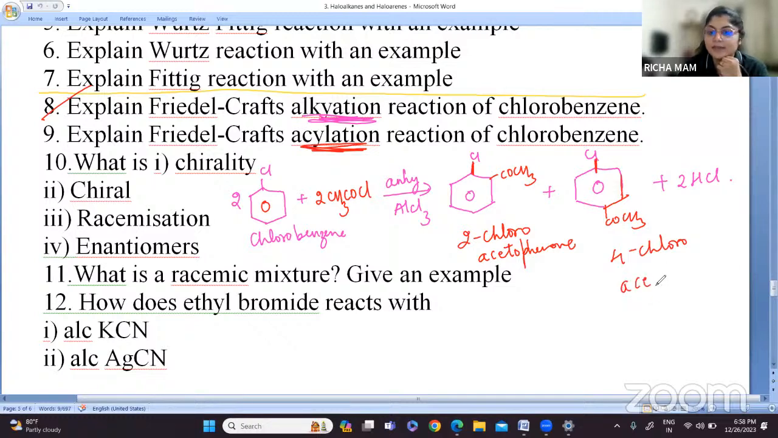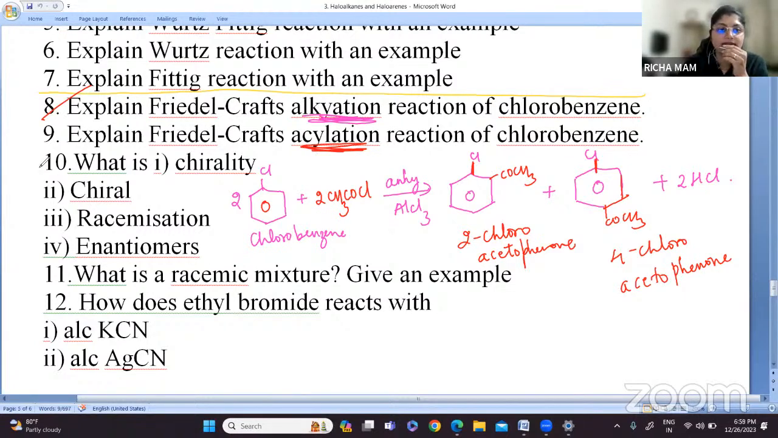Are you writing them? Yes, write the reaction. Okay, so this is acylation. Just now we have completed the reaction that was for alkylation, Friedel-Crafts alkylation reaction on chlorobenzene. Now the reaction which we are checking is on Friedel-Crafts acylation.